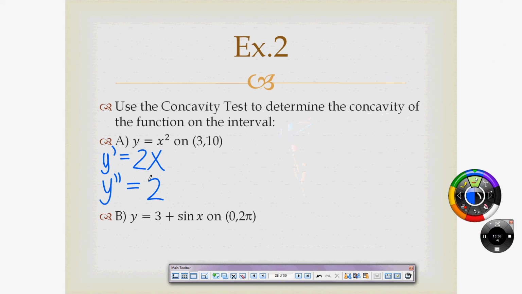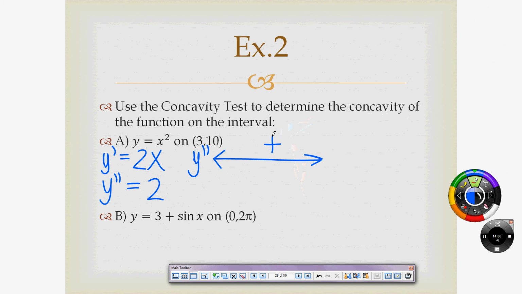So if we were to make a sign chart, we would label it y double prime. But would we have any numbers to put on it? No, because the second derivative is always 2. It can't be 0 if it's always 2. So we don't have any numbers to put on the second derivative sign chart. It's always going to be positive. No matter what interval they specify, it's always going to be positive.